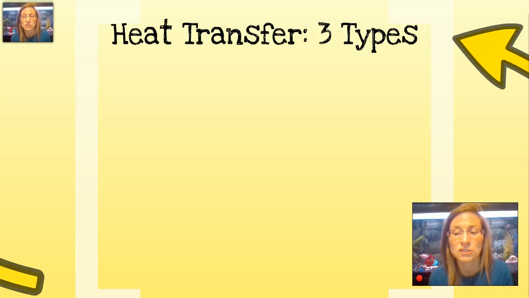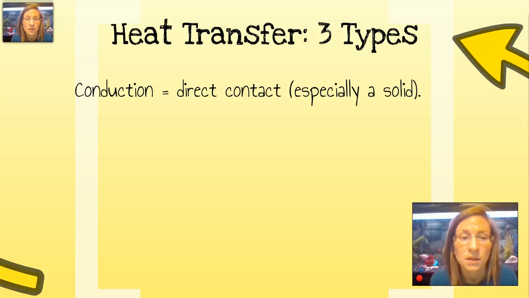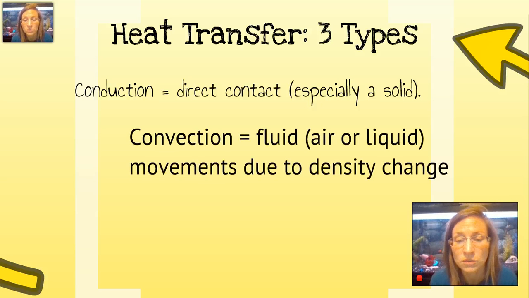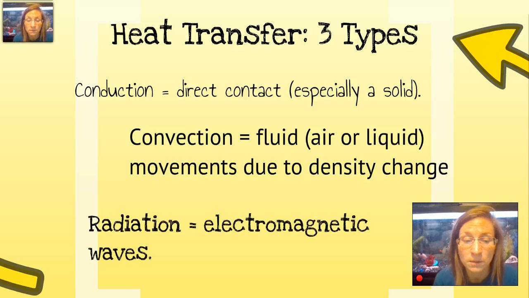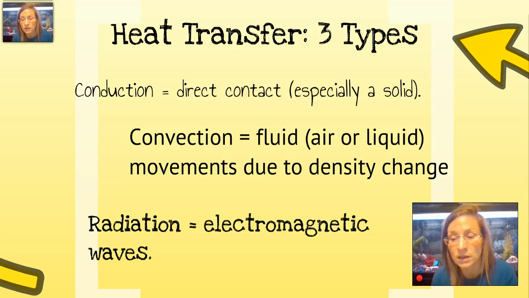Okay, so how does heat get transferred anyway? There are three different types. There's conduction, which happens when an object comes in direct contact with something else, especially if we're talking about solids. There's convection. This is when a fluid, air or liquid, has movements due to density change. So that warm air is going to rise and that cool air is going to sink, and that ends up creating a current that circulates and continues as long as nothing else changes or affects that heat transfer. Lastly, radiation is kind of like the sun. It radiates electromagnetic waves so that we feel that heat on Earth. So electromagnetic waves of any type are considered radiation.